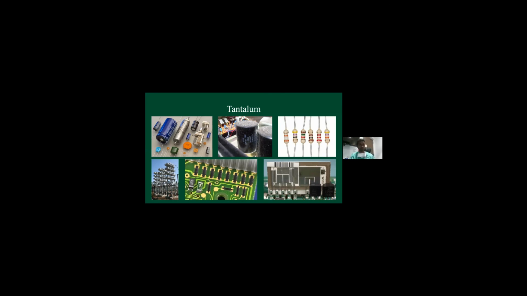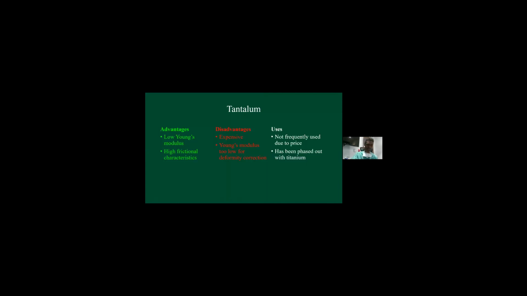It's also very corrosion resistant, and the primary use of tantalum in the industry is in any sort of electronic devices, computers, phones, players. The advantages of tantalum, it's got a lower Young's modulus and high frictional characteristics, but it's more expensive, and it can't really be used in deformity correction because of the Young's modulus. It's not really frequently used due to its price, and it's primarily been phased out now with titanium.